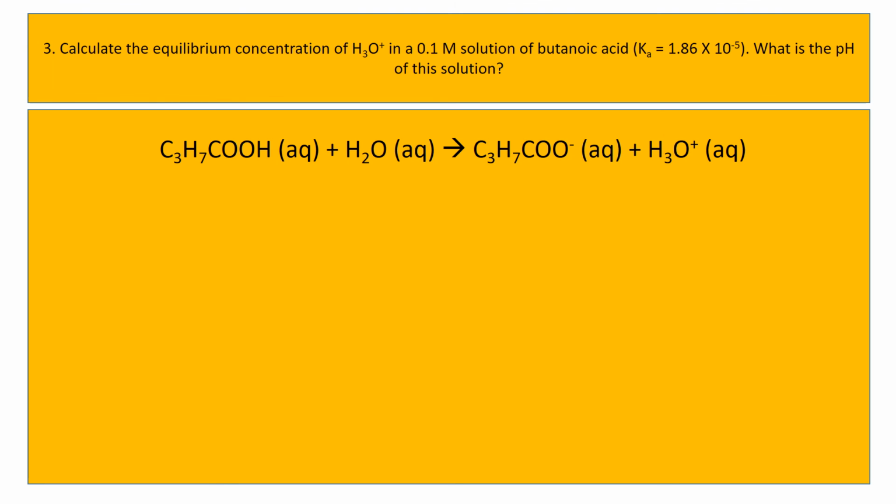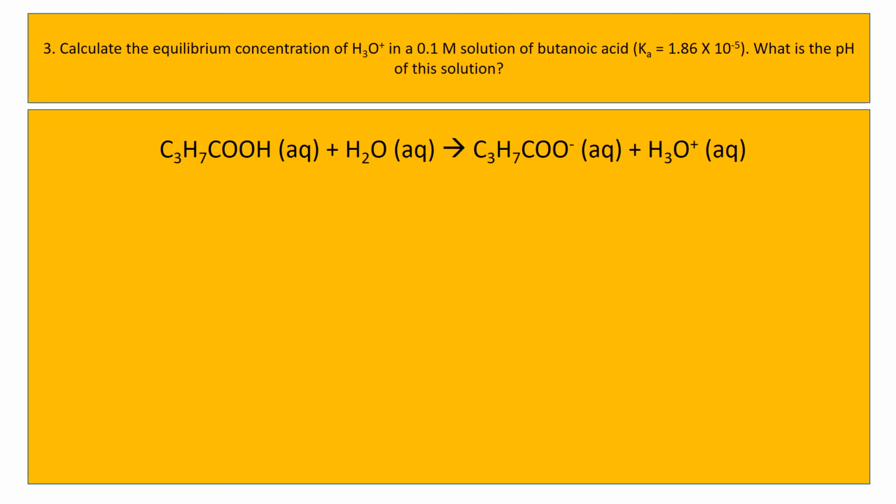Question 3 asks us to calculate the equilibrium concentration of H3O plus in a 0.1 molar solution of butanoic acid, and it gives us the acidity constant for butanoic acid and then asks us to calculate the pH of this solution. So the first thing that I've done is to write out the equilibrium equation that represents what happens when you dissolve butanoic acid in water.